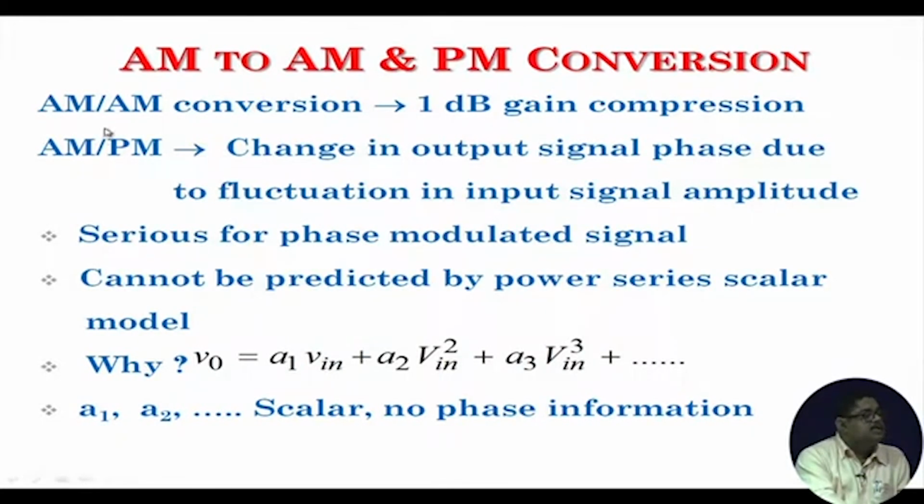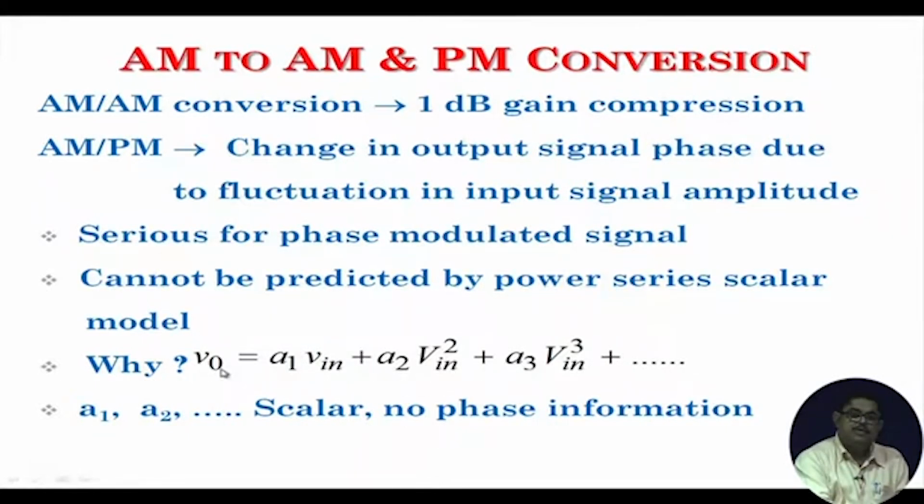Whereas, when you are squaring, basically you are playing with the frequency. So, there will be change of phase also. So, you get an AM to PM conversion, change in output signal phase due to fluctuation in input signal amplitude. It is for phase modulated signals, it is serious, and this cannot be predicted by the power series scalar model. In our model, what we have seen, we can predict this AM to AM conversion, because we have a system model, but you see our system model is this.